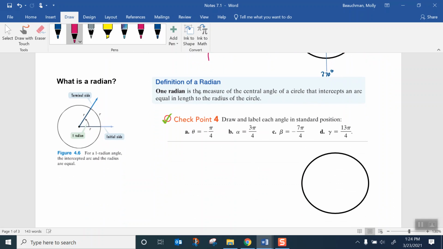So 1 radian is the measure of the central angle of a circle that intercepts an arc equal in length to the radius of the circle. So what that means is, if you have a length of radius from the center to a point on the circle, if this arc is also r, then the angle measure is 1 radian. So we can convert back and forth in between.